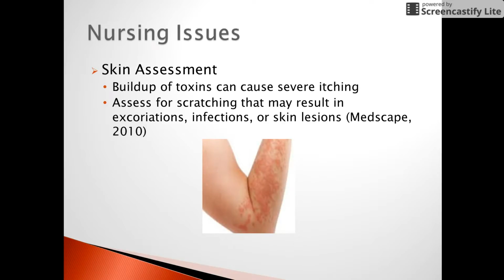A nursing issue that often gets overlooked in older adults with renal failure is how renal failure affects the skin. The buildup of toxins such as phosphorus can cause severe itching known as uremic pruritus. It mainly affects the back, chest, limbs, and head, and it's often worse at night. As we know, older adults tend to have very thin skin anyway, so it's important to assess for excoriations, infections, or lesions related to scratching.